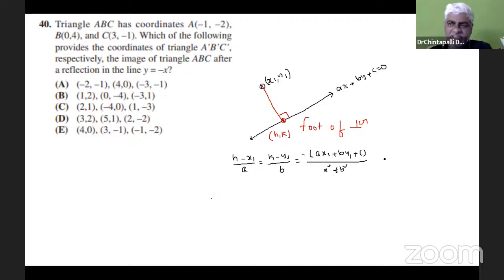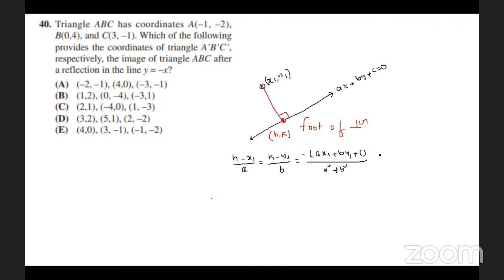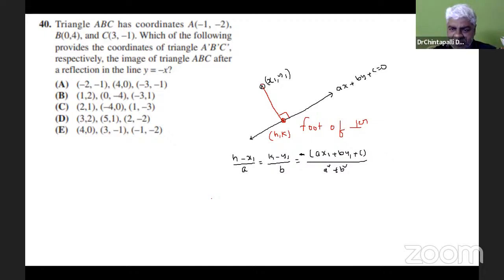What's the difference between these two formulae? The 2 outside the formula. Yeah, 2. If there is 2, it is the image formula. If there is no 2, without 2, it is the foot of perpendicular formula, right? Yes, sir. Take note of it.